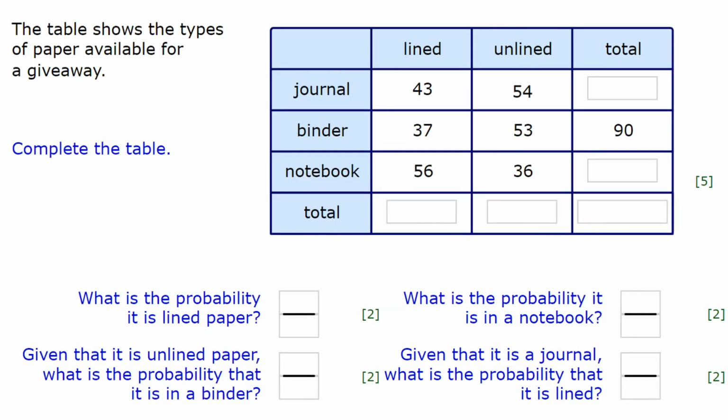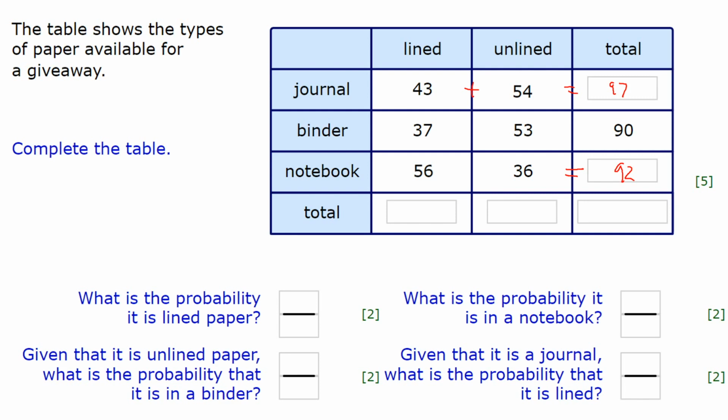We can also do this with two-way tables. The table shows the types of paper available for a giveaway. Complete the table. Well, we know that this plus this is equal to this. So 43 plus 54 is equal to 97. We know that this plus this is equal to this. So 36 plus 56 is equal to 92.